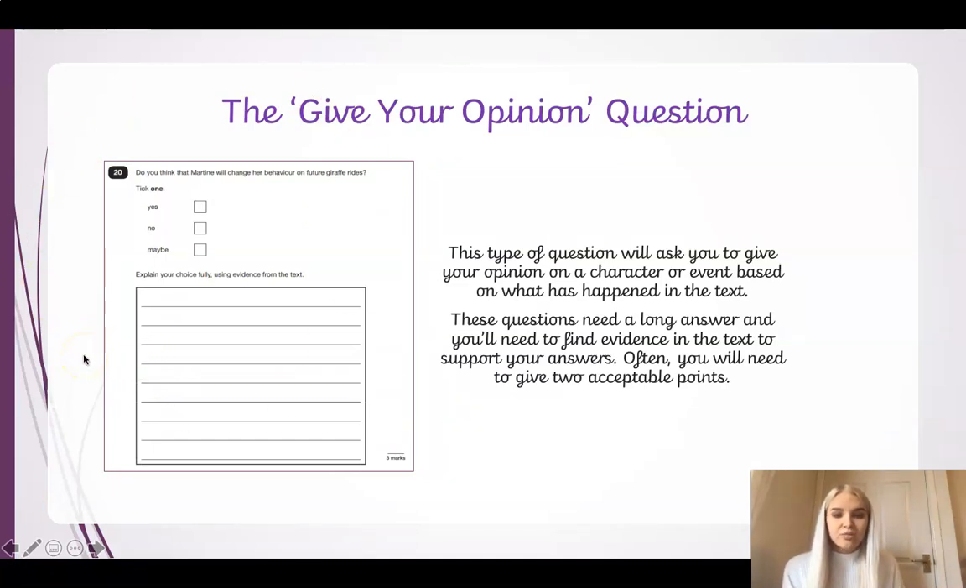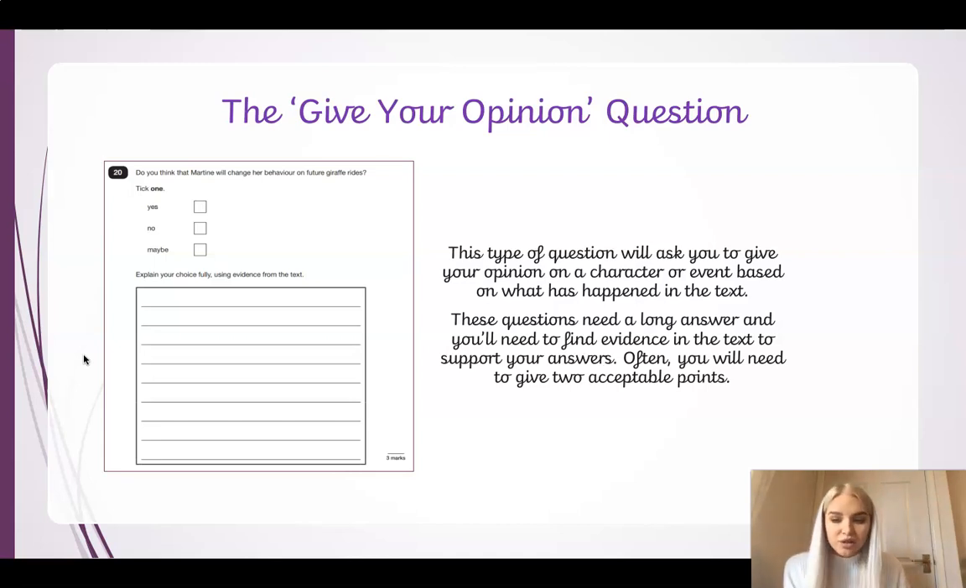Now this type of question will ask you to give your opinion on a character or an event based on what's happened in the text so far. So it will never ask you something that you don't know the answer to, because you will have read what it's asking you about. So you will have to use what you know about the text to make that prediction about what you think will happen.